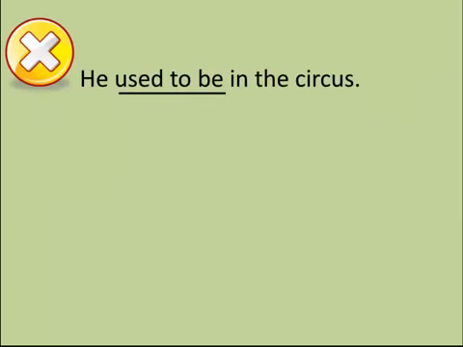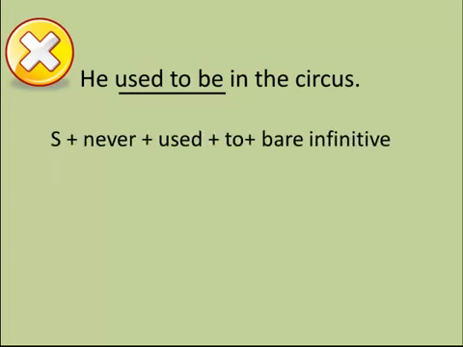So what's the negative then? Used to be in the circus. He never used to do something. So for example, he never used to be late. Is he late now? Yes. Is he late more than once now? Yes. Was he late in the past? No.